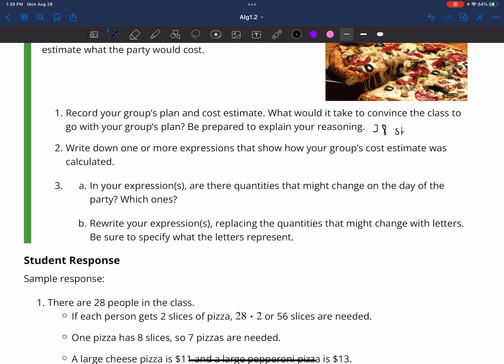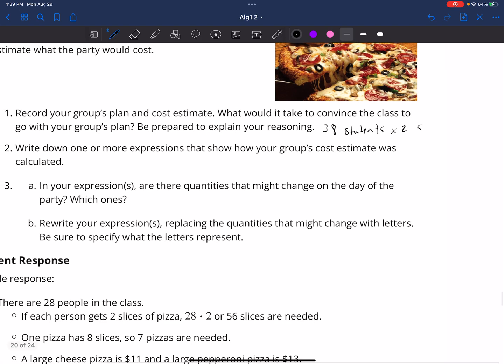So 38 students times 2 slices per student. 2 slices per person. And that's going to equal 38 times 2, which is 76 slices total. So we're going to have about 76 slices. And also there are 8 slices in a pie.